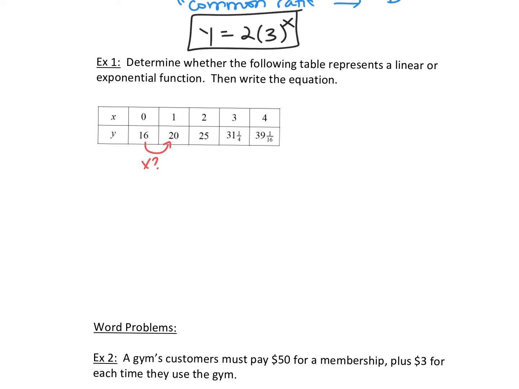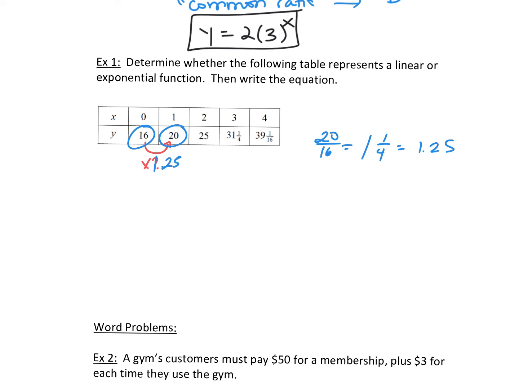You take a y value, the second y value, and divide by the first one. So if you do 20 divided by 16, you could use fractions. 16 goes into 20 once with a remainder of 4, so 4 over 16 is 1/4. You can also divide in your calculator, and you'll just get 1.25. So if you divide any y value by the preceding y value, the one that comes before it, you'll get that amount that it was multiplied by, that common ratio.